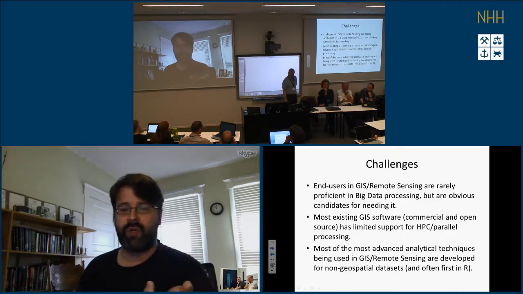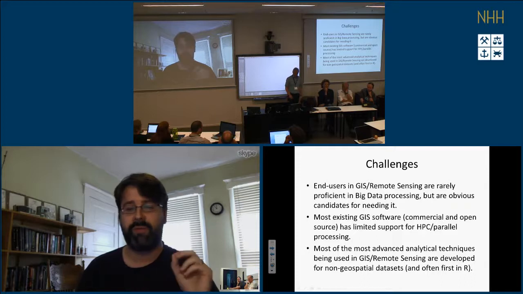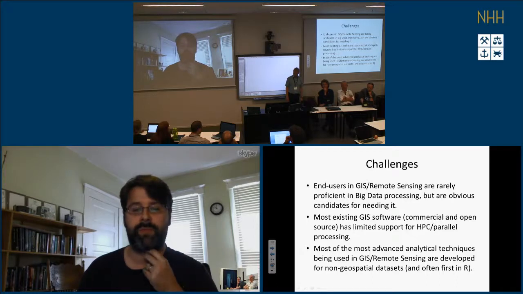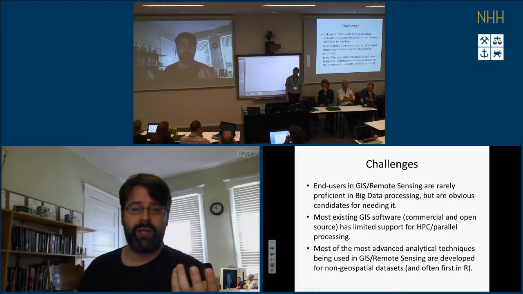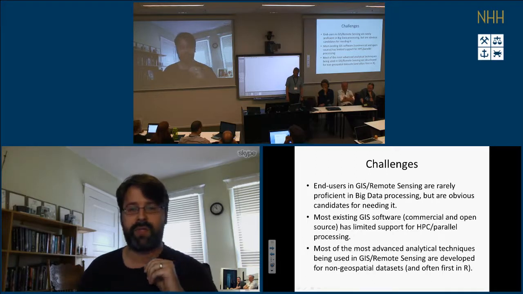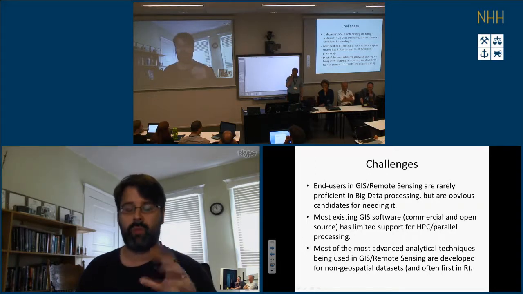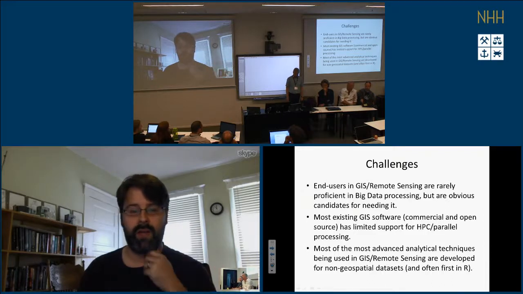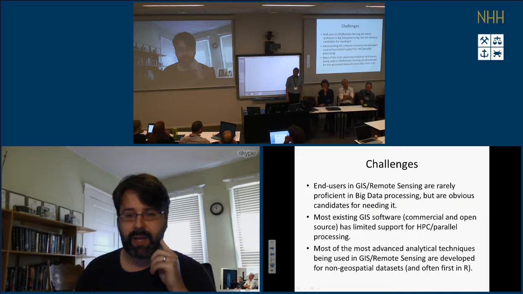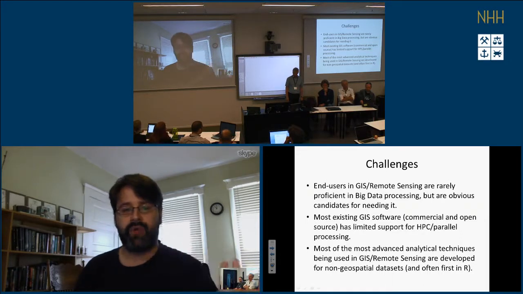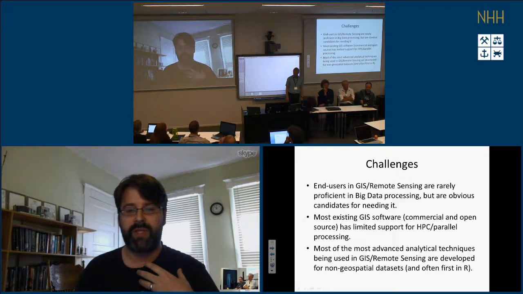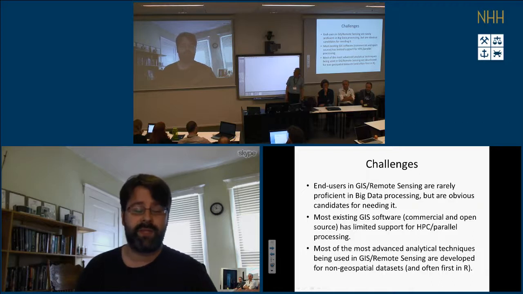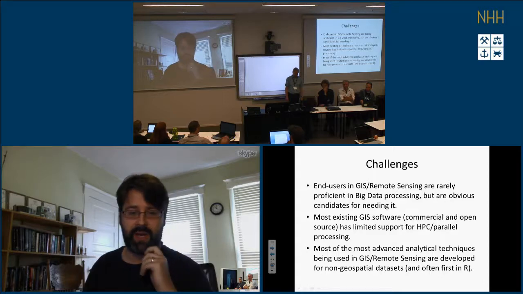Most existing GIS software, as most of you are familiar with, particularly on the vector side, has very limited or completely absent support for high-performance computing and parallel processing. For raster processing, there's more support for parallel processing, but vector processing is very rarely parallel or big data ready in pretty much all GIS platforms. And then another challenge is that a lot of the analytical techniques, at least on the remote sensing side, are initially developed for non-geospatial, relatively small data sets. And a lot of times, these techniques are developed first in R and widely used first in R, random forest being another good example of that.